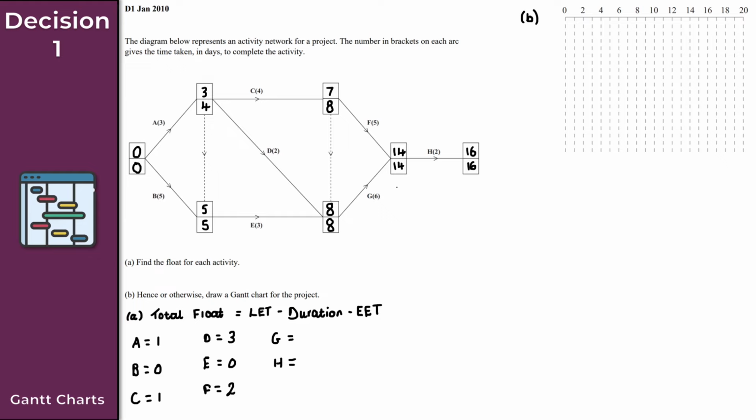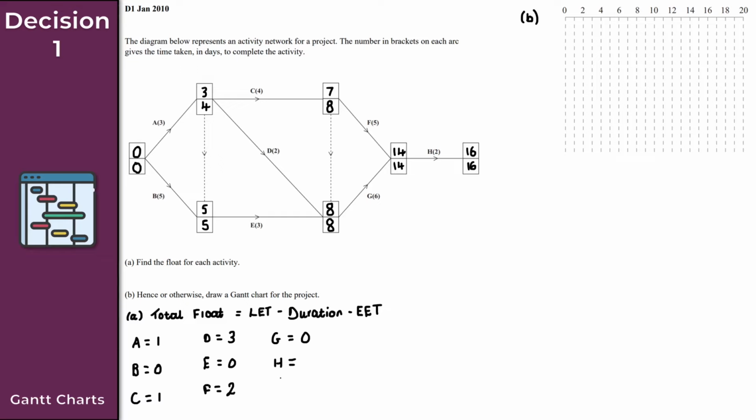So my late event time here is 14, minus the duration, which is 6. So 14 minus 6 gives me 8 there. And then 8 minus the early event time of 8, right? So in that case, then my total float here is 0. And again, activity G here is also a critical activity.